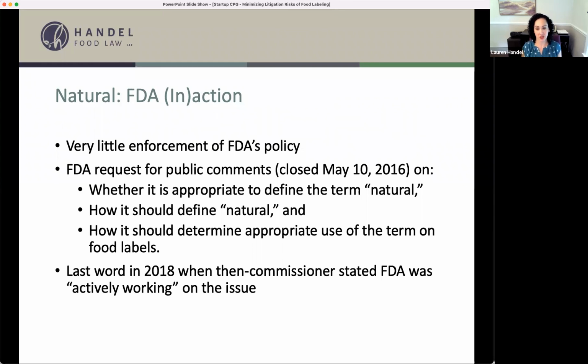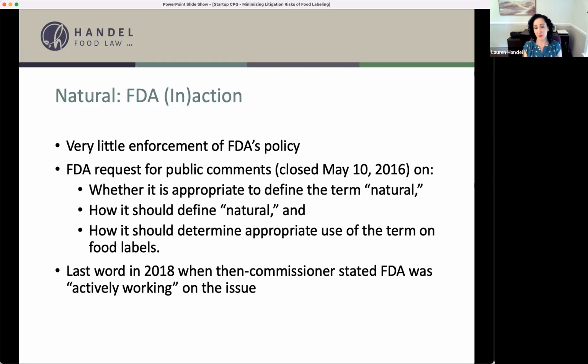Because of all the litigation, there had been pressure on FDA to do something about this and to actually define what is natural, so that people can have some certainty about when they can use that term without getting sued. And FDA actually put out a request for public comments on this. The comment period closed in May of 2016.